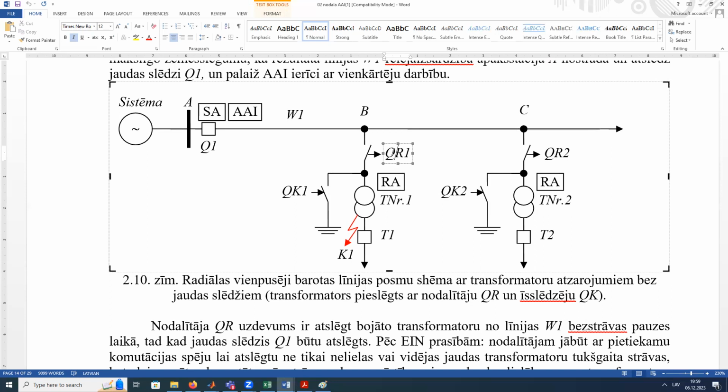And the idea of this scheme is not to use expensive power breakers, but to use only load breakers, almost. And at the beginning, at the start, only one power breaker. What is the idea? In case we have a fault, like it is here in this scheme, we need to protect transformer number one from the fault and disconnect this transformer from line one. But here we have only a load breaker. This breaker could not disconnect a fault current.